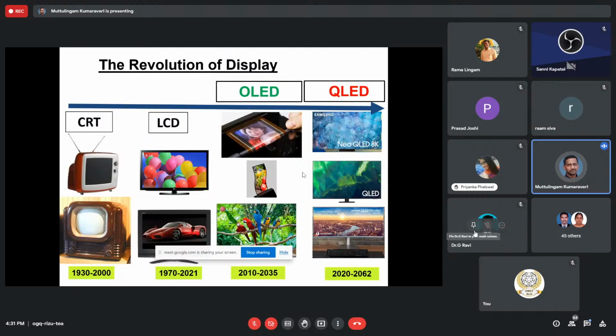Now it started with quantum dots. Quantum dots is a QLED display. Actually, it is the filter being used for the LCD display, and it is in the market now.